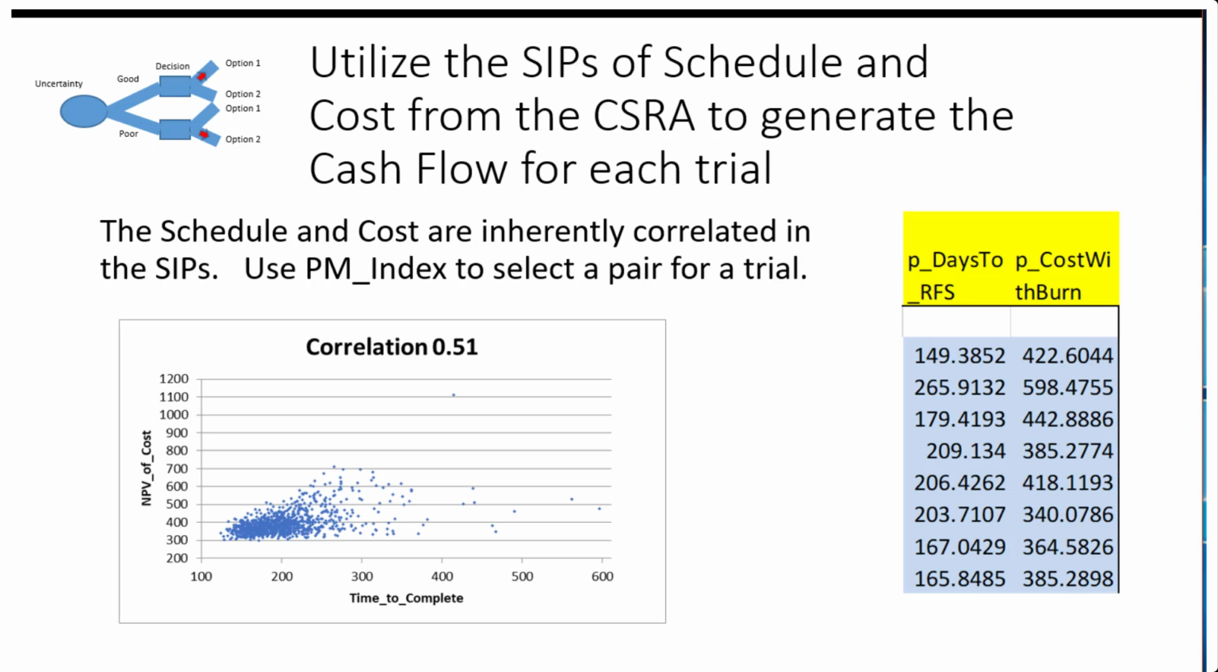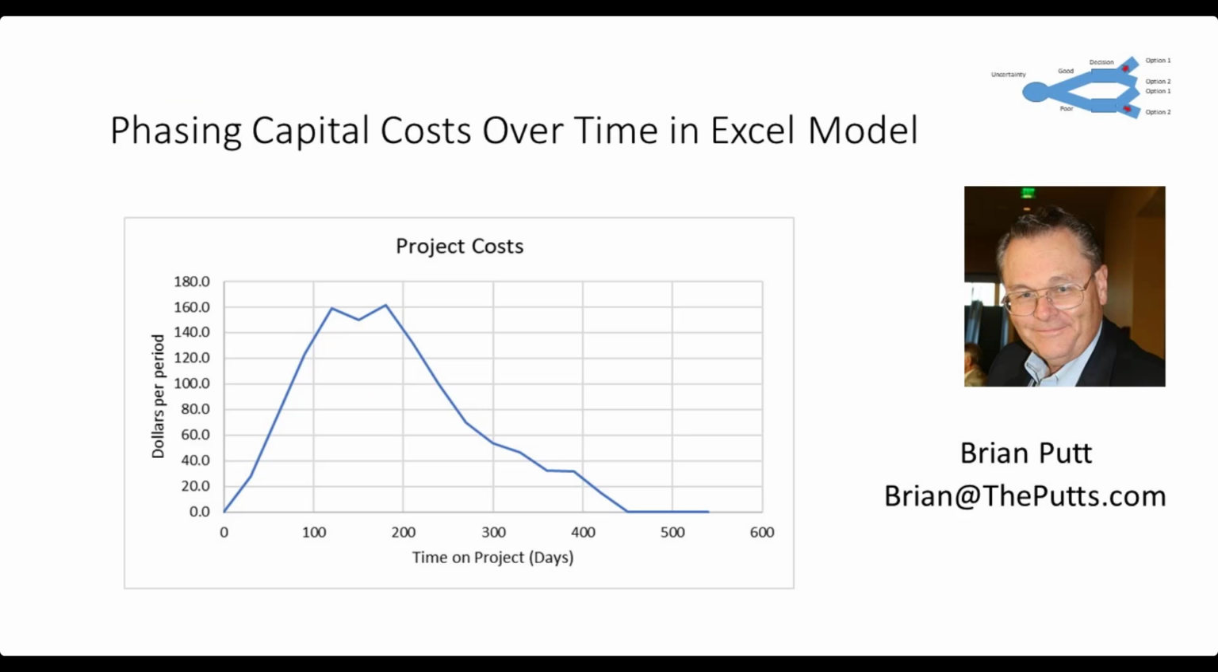The other thing you might want to check in your model is the correlation between the cost and schedule risk. So take the data from your CSRA model, and if you have both, you can plot the correlation of those two. So you can see this was an example that we had, and it shows that there is some correlation here of 0.51 between the time to complete and the cost. And here's that paired set of data. This has 1,000 different outcomes. I've just shown you a few here. In the next video, we'll go into the model and look specifically at how this is all done.